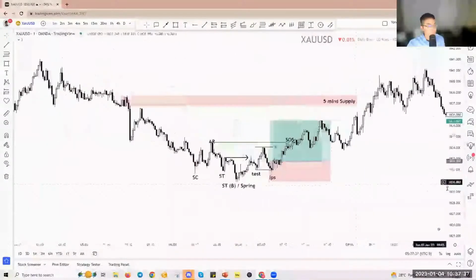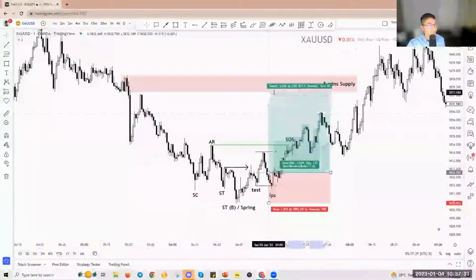All right, let's move back to the 1 minute chart. So that would be your final take profit target.